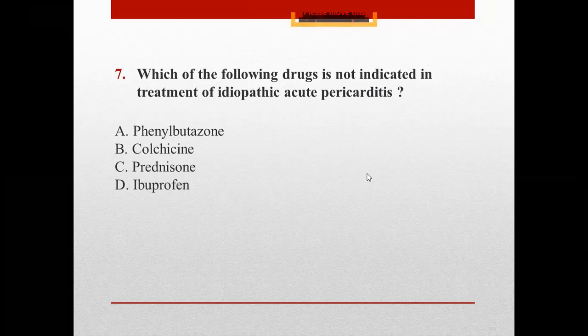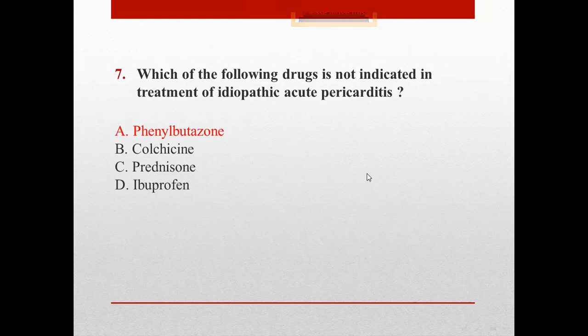So I can see that some of us have chosen the answer number A, phenylbutazone, and the others have chosen the answer number C, prednisone. So let us see the correct answer. The correct answer is A. Phenylbutazone is not indicated in treatment of patients with idiopathic acute pericarditis.